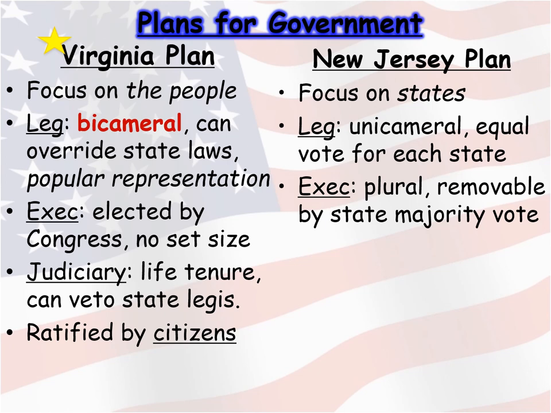They proposed there to be more than one person in the executive branch. They kind of liked how the Articles of Confederation had executive councils, and they thought those people should be removable by state majority vote. So that was interesting.